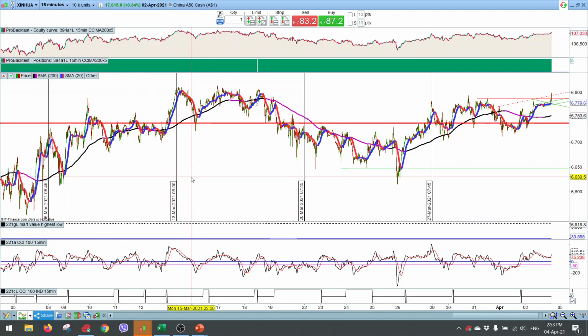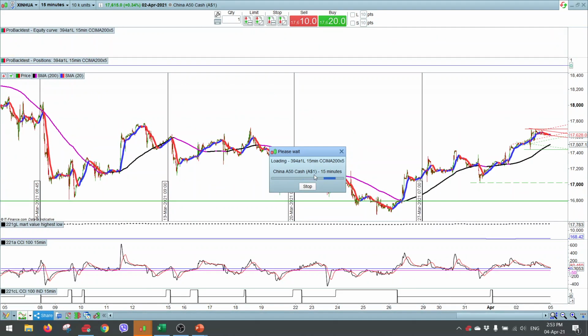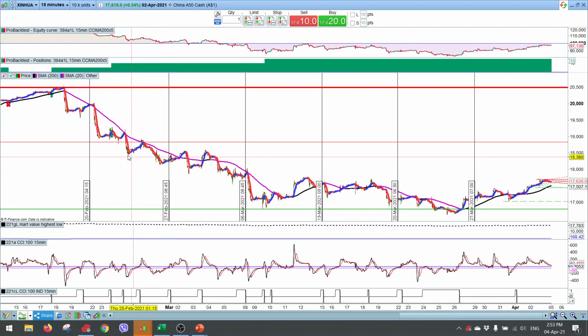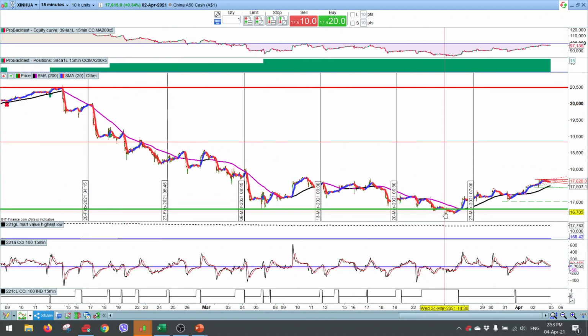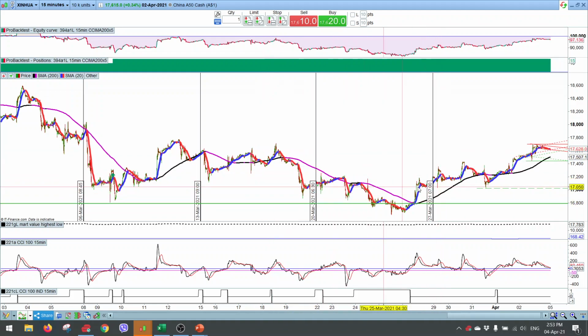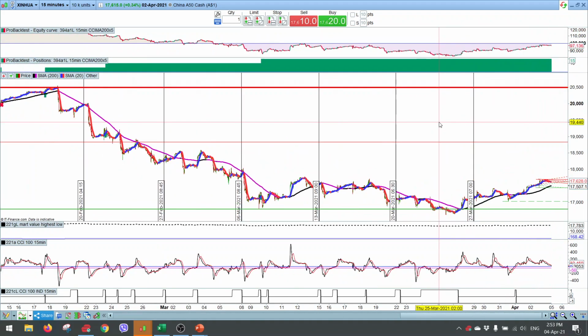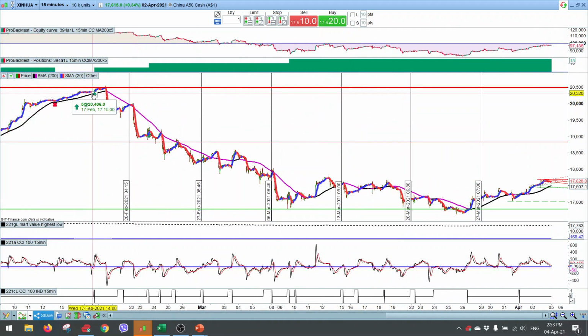Let's look at the China market. You can see here the last few weeks has been in a bit of a downtrend. Now it's probably breaking that downtrend. Now it hasn't broken into positive territory in terms of profitability yet. You can see here it entered the market back here. It's been about 1, 2, 3, 4, 5 weeks.